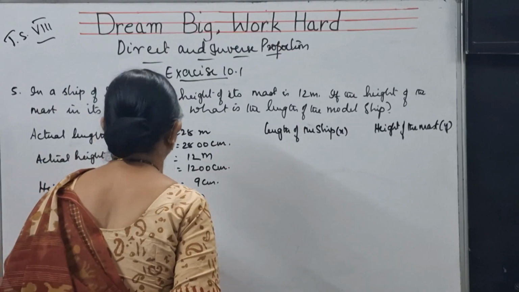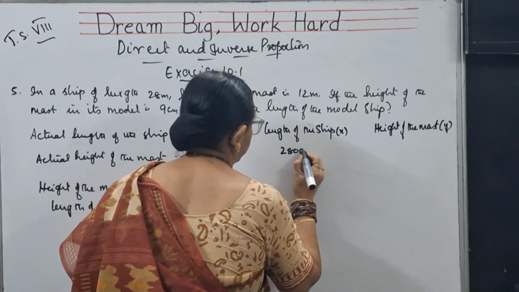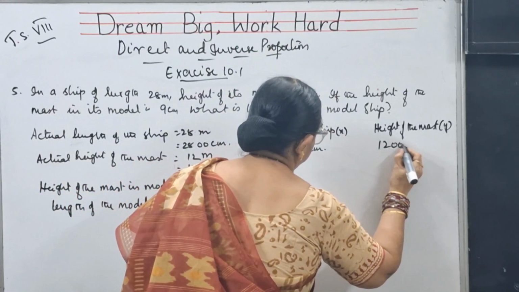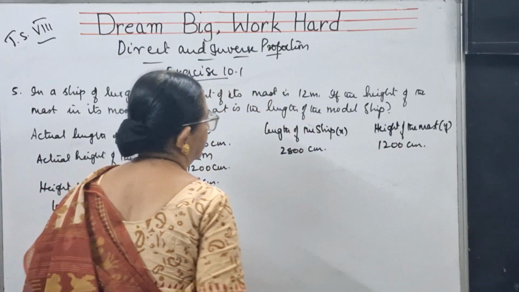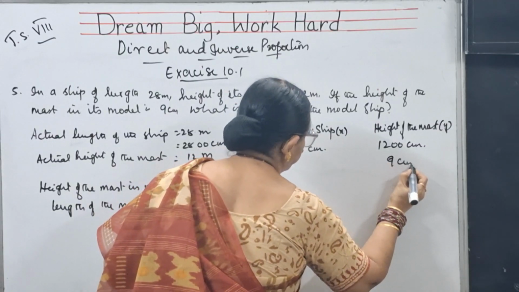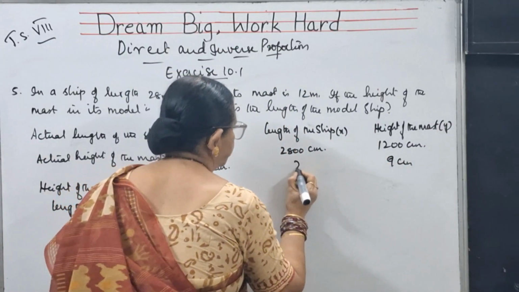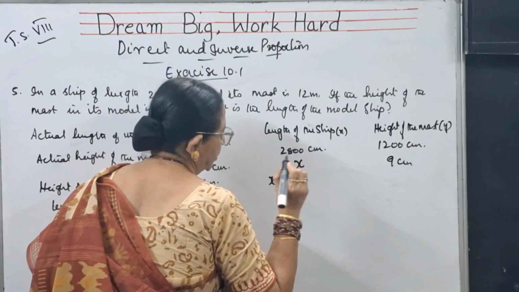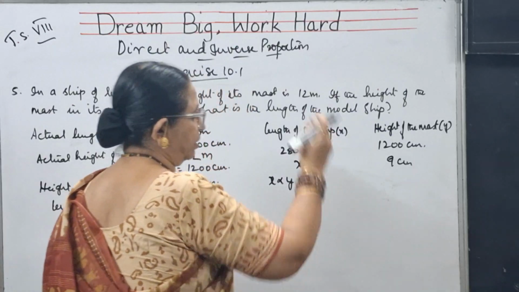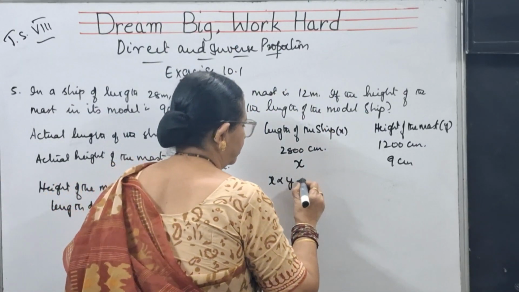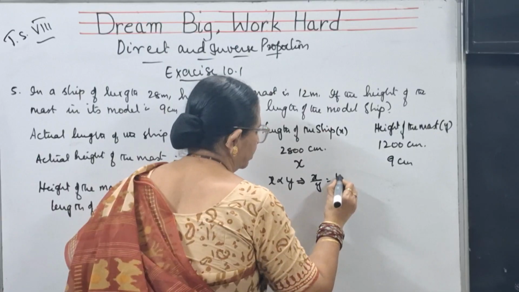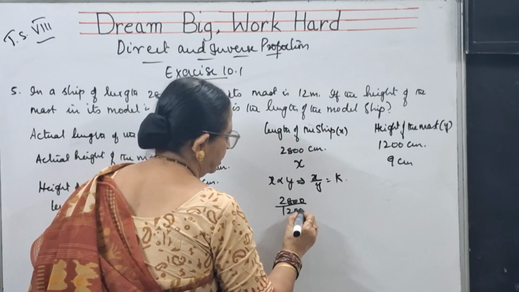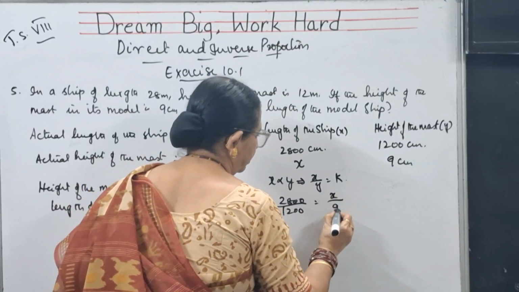So if the length of the ship is 2800 centimeters, height of the mast is 1200 centimeters. And if height of the mast is 9 centimeters, what is the length of the ship? That is x. Now we know that x is directly proportional to y. When the length increases, the height also should increase. This implies x by y is equal to constant. So 2800 by 1200 is equal to x by 9.